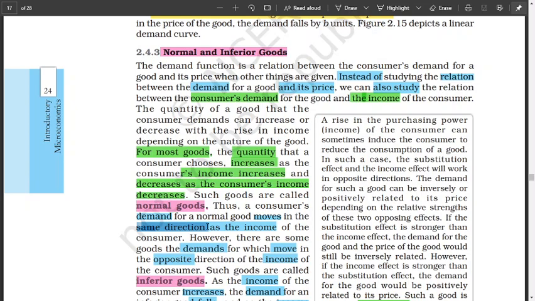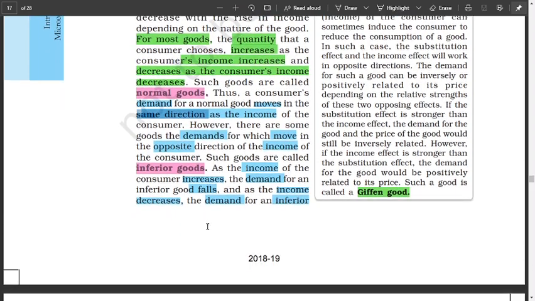That's normal goods. However, let's go to the second case where there are goods whose demand moves in the opposite direction of the income that you have. Demand, we say, depends on income. But in this case, when there is a rise in income, an increase in income, instead of demanding more because you have more money, you do the opposite, you demand less. Such goods are called inferior goods.